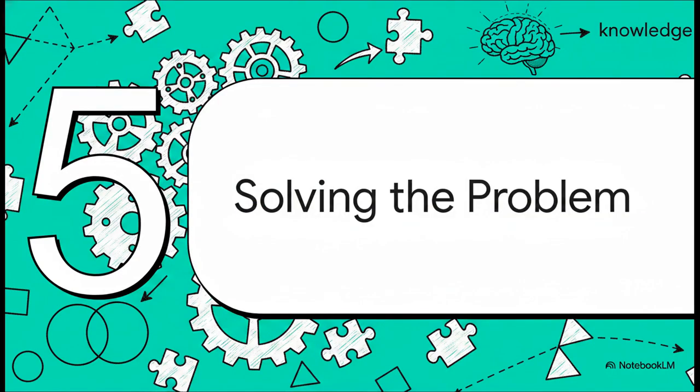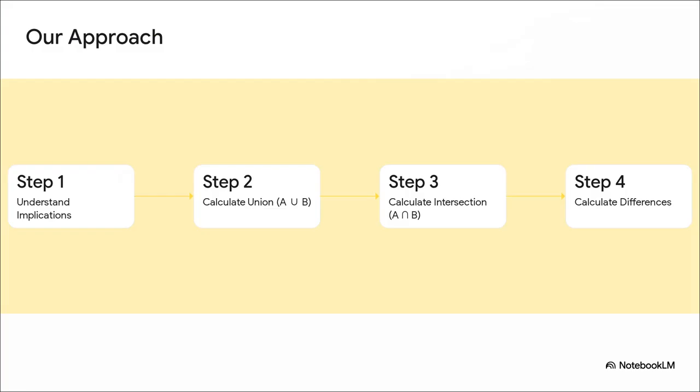Okay, we've got all the concepts and the formula. Let's put our knowledge to the test and just walk through the solution to this problem, step by step. We're going to use a clear 4-step plan. First, we're really going to think about what A is a subset of B actually implies. Then we'll calculate their union, their intersection, and finally, we'll figure out the differences between them.